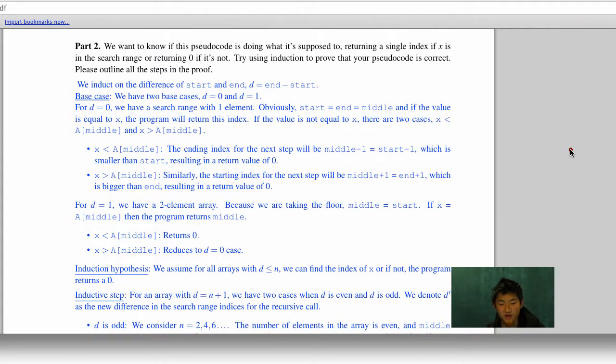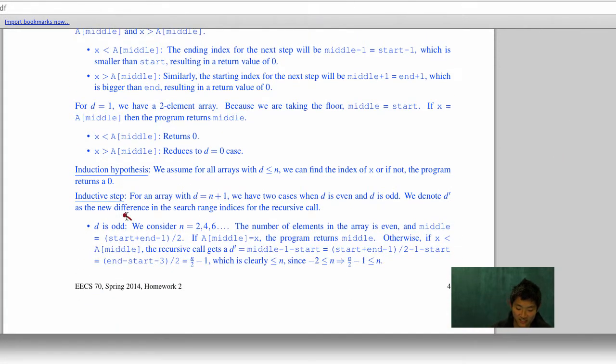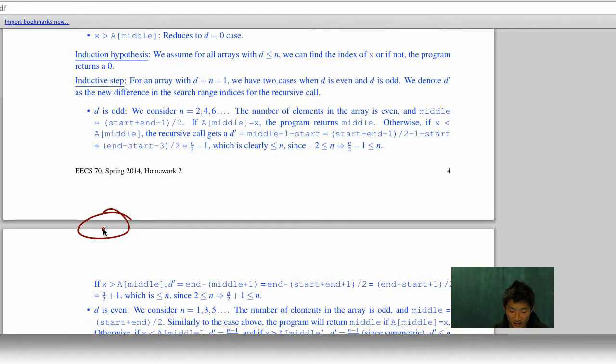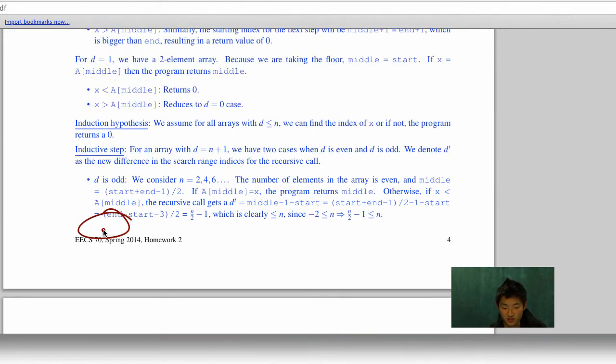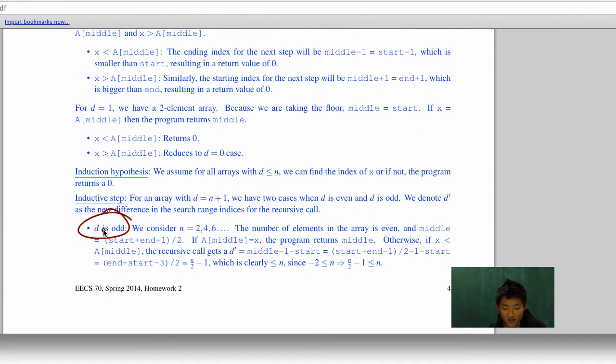So part 2, how do we know that we need to use strong induction here? Part 2 brings up an interesting idea in that in our inductive step we can have cases. So we can have the case that D is odd, or D is even. But in order to prove these two different cases, we need to eventually have different inductive hypotheses. And in order to do that, we need to make sure that we have a strong inductive hypothesis so that we can take advantage of all of these assumptions at once.